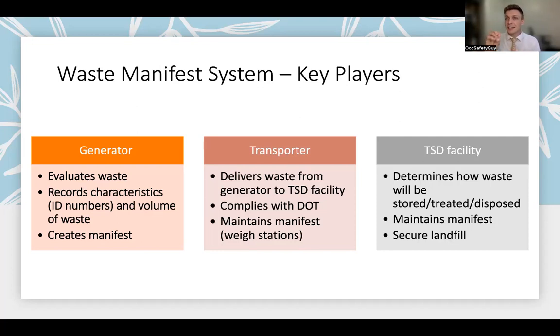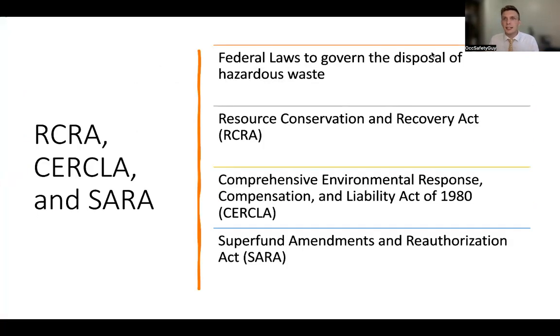They also maintain that manifest and make sure that they keep a copy of that record until that waste is gone, and most often even past then. And they're in charge of ensuring that they have a secure landfill, just like we talked about before, that they're securing and keeping track of that hazardous waste until it is gone. But those are the key players of the waste manifest system. So now let's go a little bit into the regulations behind it.